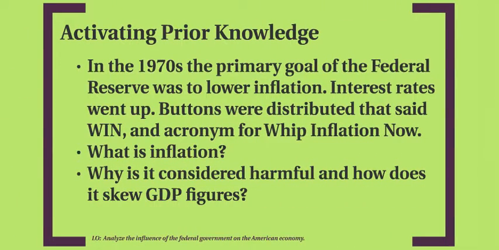In the 1970s, the primary goal of the Federal Reserve was to lower inflation. Interest rates went up, buttons were distributed that said WIN, an acronym for Whip Inflation Now. This largely took place during the administration of Gerald Ford, who was the one that said we must whip inflation now. And this brings us to the question, what is inflation? And why is it considered harmful? And how does it skew GDP figures?